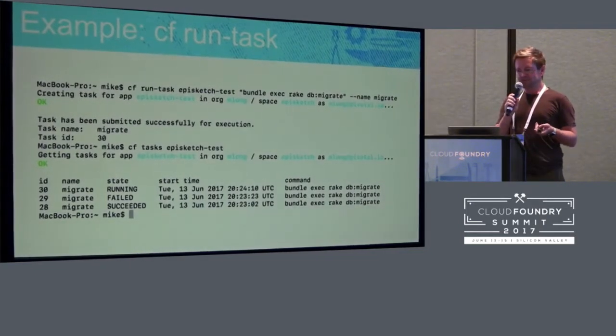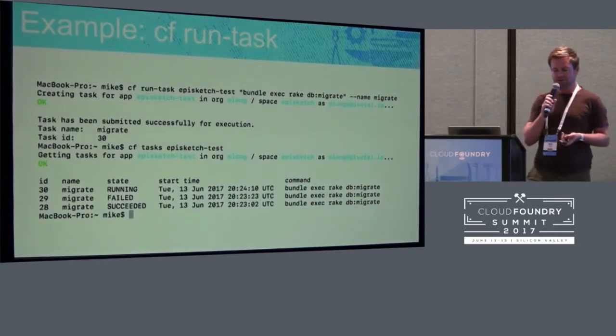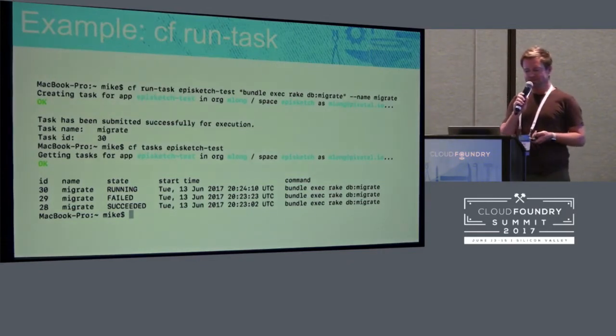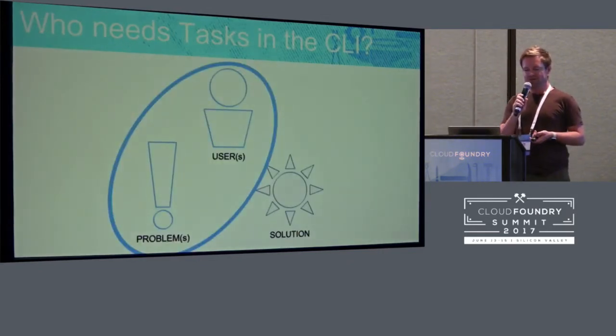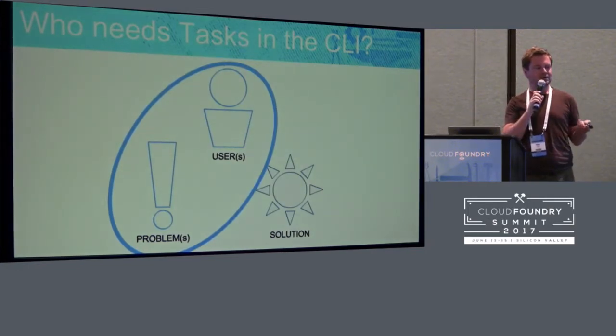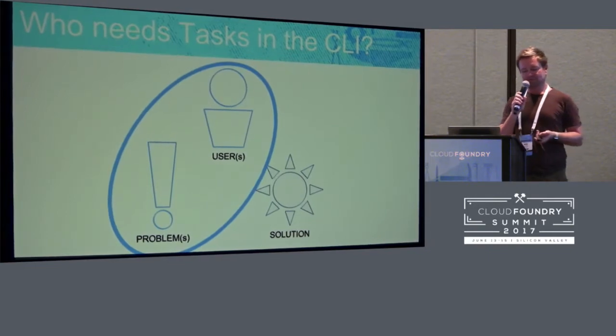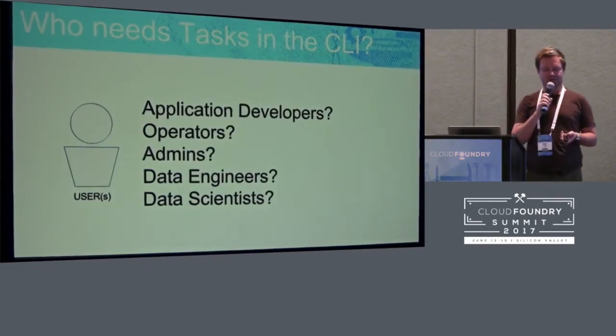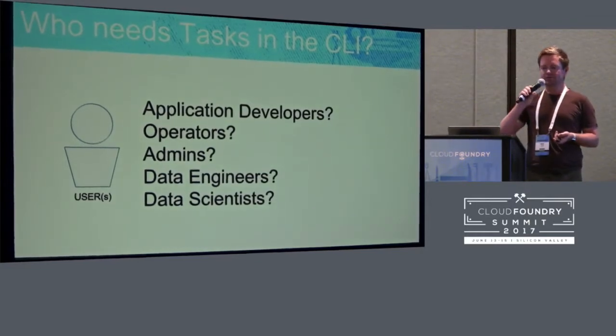A recent example is the run task command. Dees just mentioned one-off tasks earlier. So I'll walk you through an example of how we did that with tasks. First of all, we were like, who uses tasks anyway, right? At this point, it's an implemented feature in CAPI. We know that we need to expose it in the CLI, but for whom and for what purpose? So we explored that. Initially in that exploration, we'll have a lot of ideas about who the end user might be.